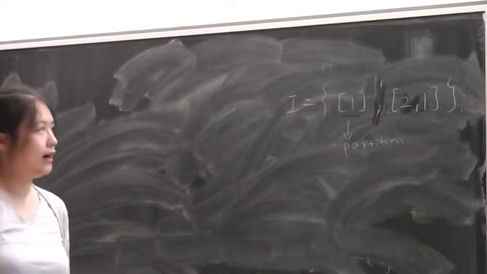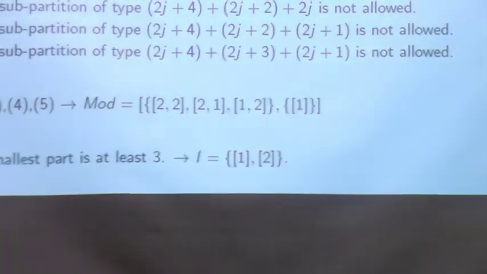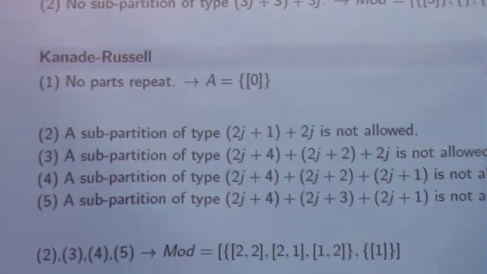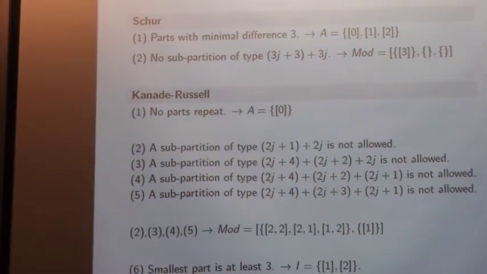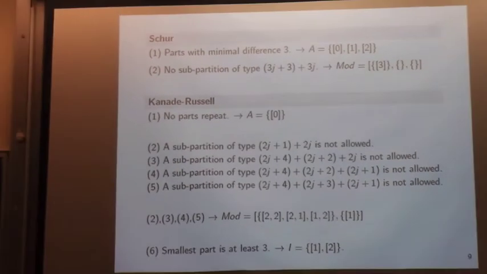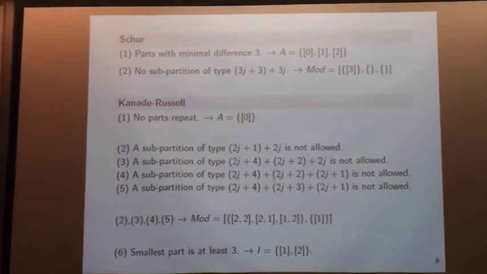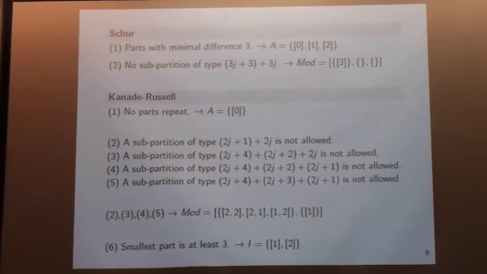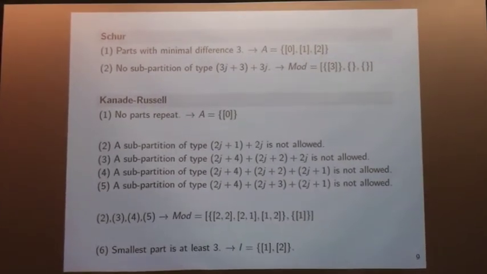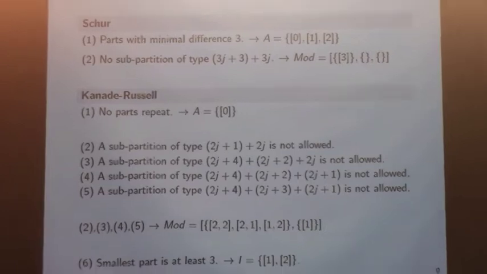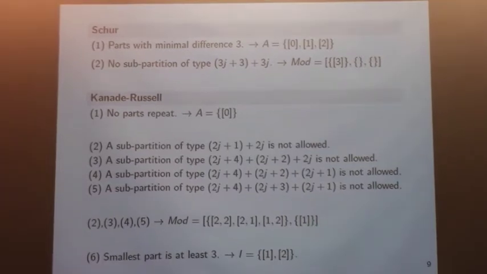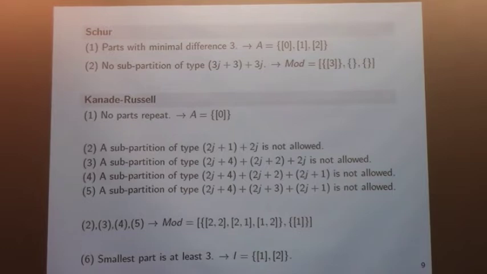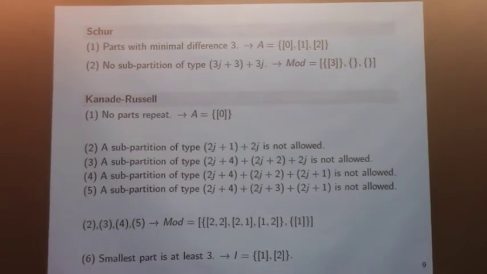Okay, so let's look at these identities in light of the notation. So, parts with minimal difference 2, that's equivalent to A is equal to 0, 1, 2. No subpartition of type 3j plus 3 plus 3j, that corresponds to mod. So we know it's concerning mod 3. So we have 3 things in this list. And within the largest part, if that's 0 mod 3, then we are forbidding the pattern 3 immediately afterwards. So we have a 3 there.